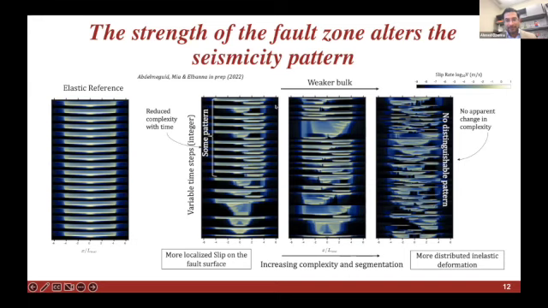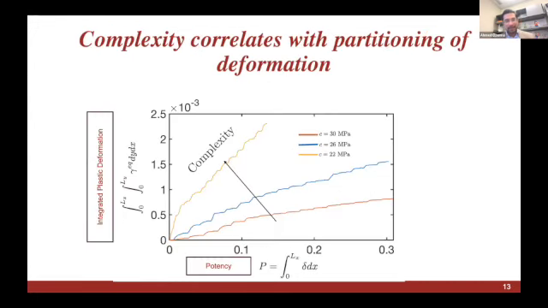And this happens as the bulk becomes weaker. So there's a transition between more localized slip on the fault surface, approaching the elastic case where no inelastic deformation is happening in the bulk, to the other extreme end of the spectrum where there is more deformation, and we'll see that this is not significantly more, but some inelastic deformation is accumulated in the bulk here. And as I mentioned, this complexity is correlating with this partitioning of deformation.